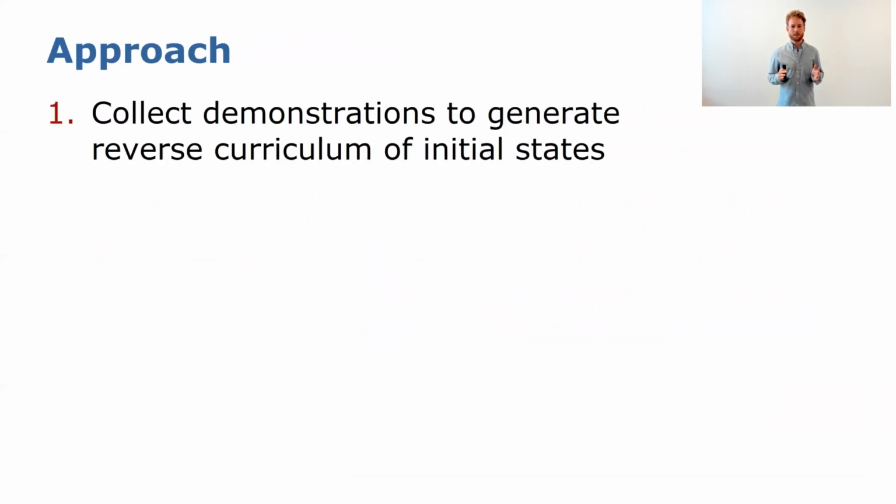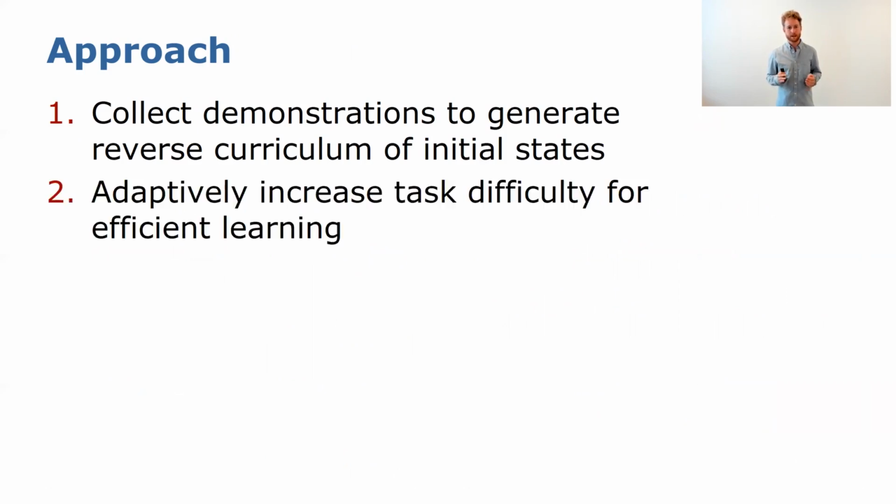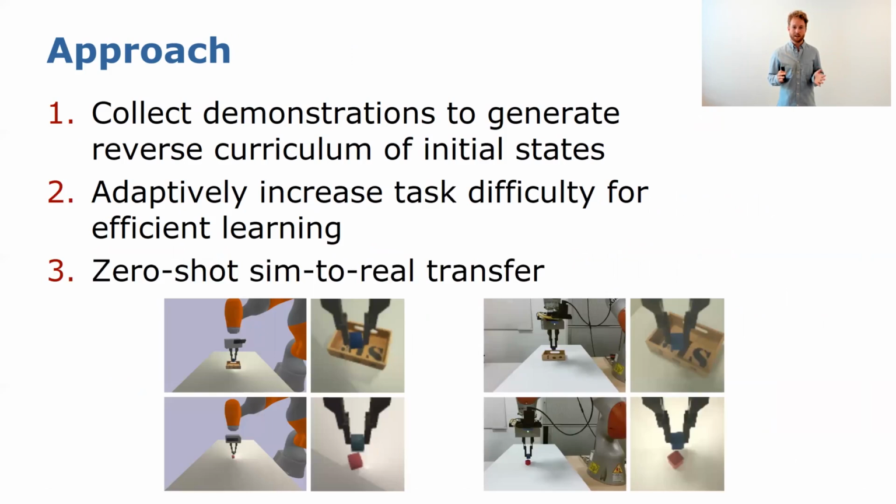Our approach consists of the following parts. First, we collect human demonstrations to generate a reverse curriculum of initial states. Then, during training in simulation, we adaptively increase the task difficulty for efficient learning. Finally, we're able to do zero-shot sim-to-real transfer. The policy, which was purely trained in simulation, is deployed on the real robot without any further fine-tuning.